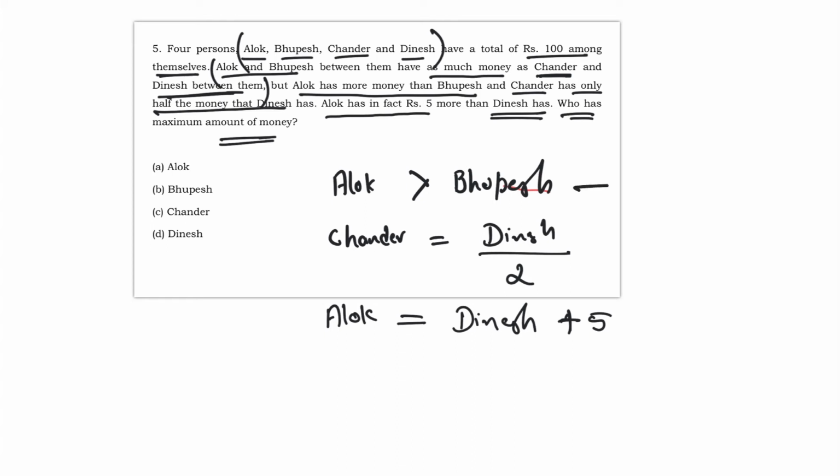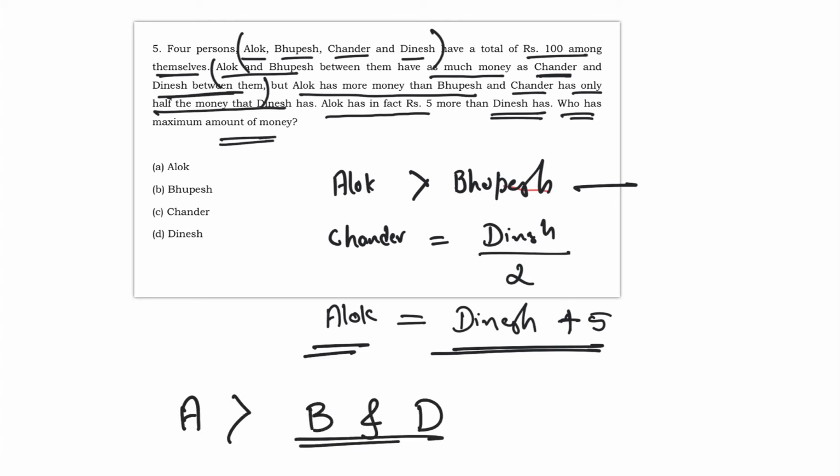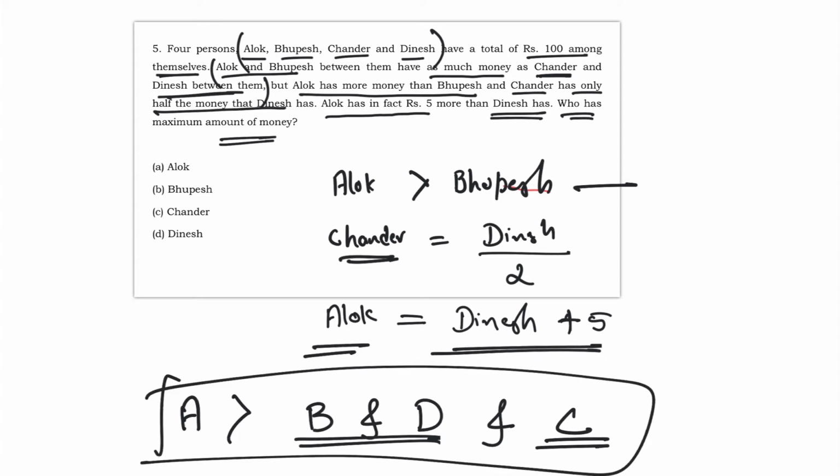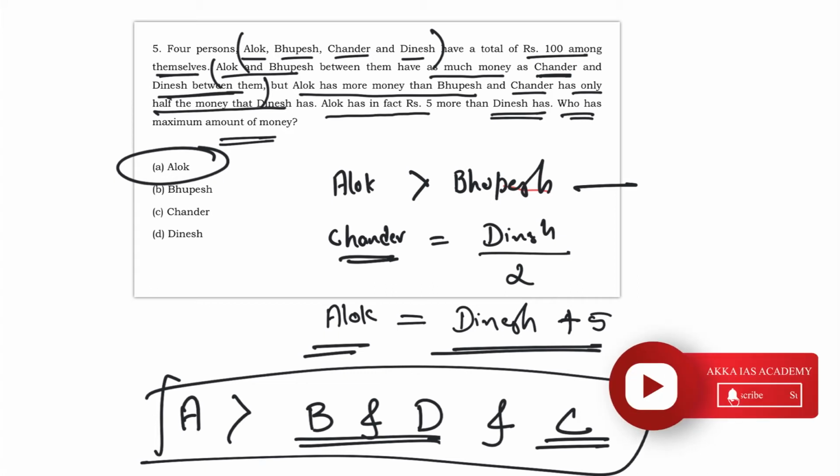See here, from statement 1, Alok and Bhupesh, so Alok will be having more. And also Alok is having Dinesh plus 5. So Alok is greater than Bhupesh and Dinesh, yes or no? And Chandra is having Dinesh by 2, so obviously Chandra will be last somewhere. When we consider all the three statements, Alok will be having more money, my dear friends. So option A, Alok will be having more money than all the rest of the people, so option A is the right answer. So moving on to the next question.